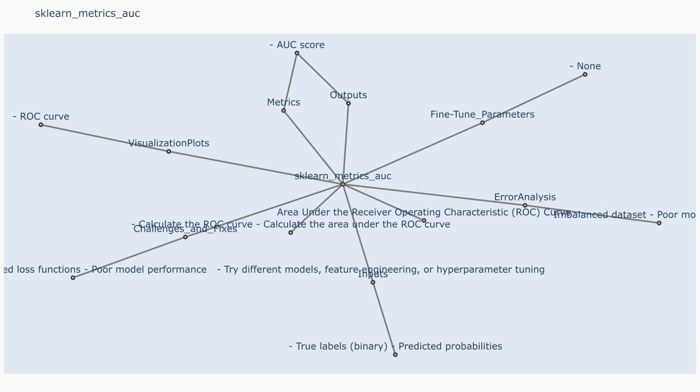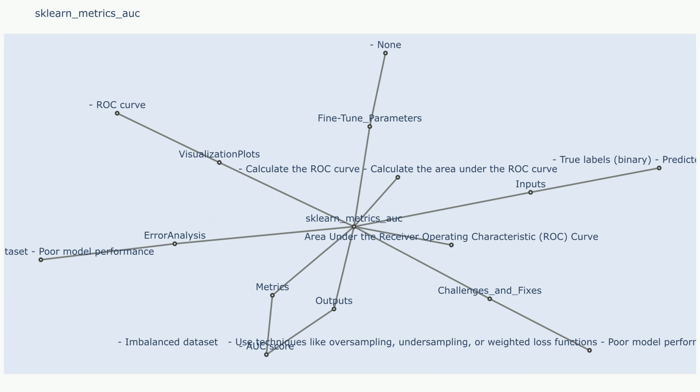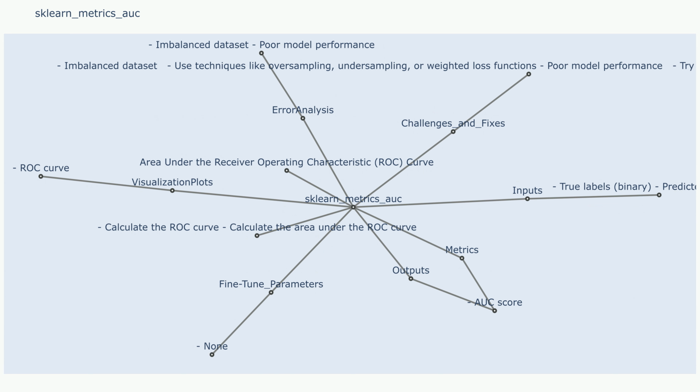Challenges and fixes. Challenge 1: explain in detail imbalanced datasets. If the dataset has a significant imbalance between the positive and negative classes, the AUC may not be a reliable measure of performance. Sample use case that resulted in challenge 1: a dataset where 99 of the data points belong to the negative class and only 1 belongs to the positive class.